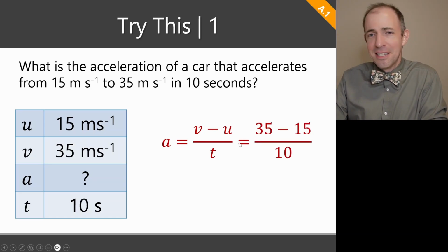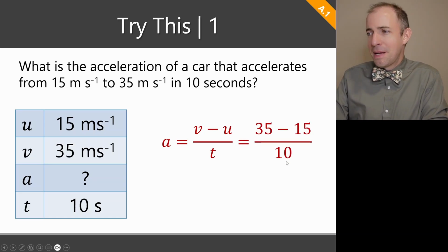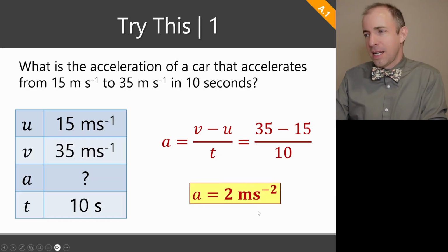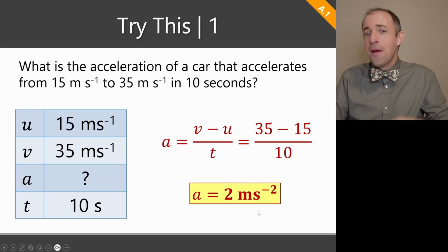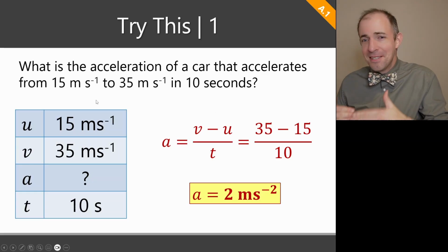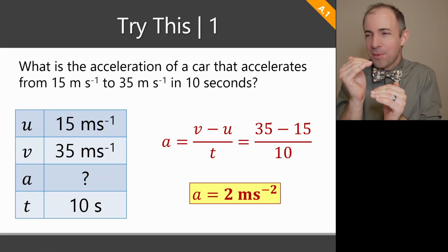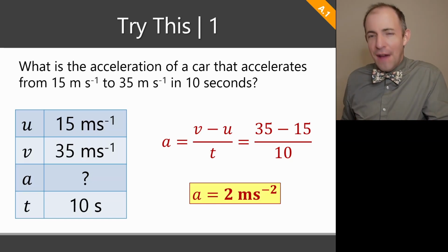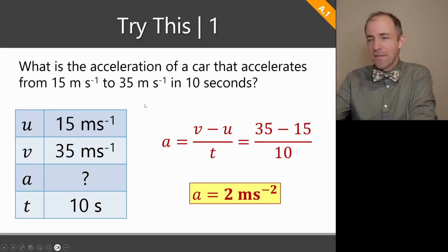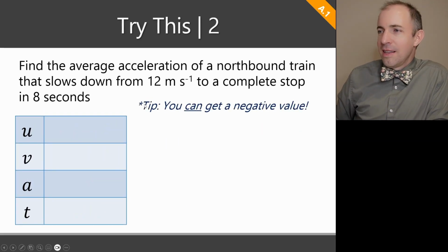So the final minus the initial, 35 minus 15, divided by 10. 35 minus 15 is 20, divided by 10 is 2 meters per second squared, or 2 meters per second per second. So if I started at 15 meters per second, every second I gain another 2 meters per second to that speed. I'm going even faster than I was. And then after 10 seconds, I finally arrived at my top speed of 35 meters per second. All right, let's look at another example.